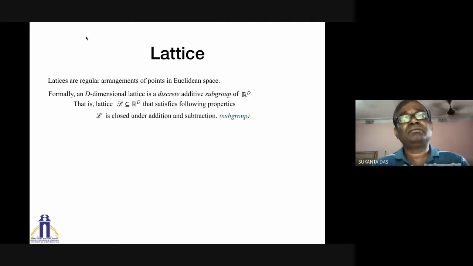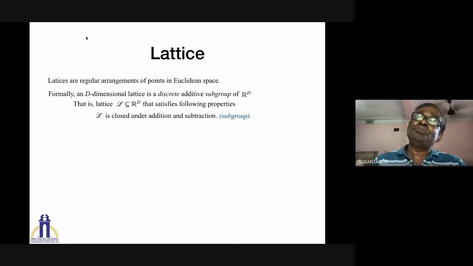First one, this is very obvious: L has to be closed under addition and subtraction. Since I have said it is a subgroup, R to the power d under addition forms a group. So it is an additive subgroup. The operator here is the addition, right?